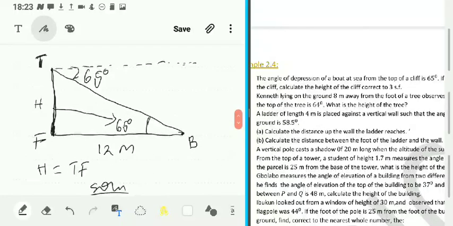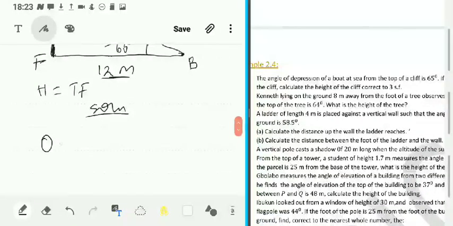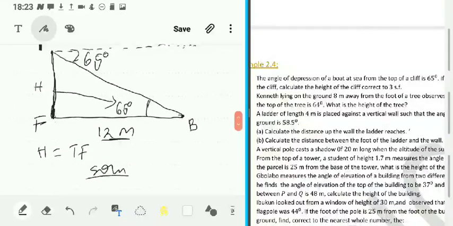Then you check again. Which side is given to me? The adjacent side to this angle is given. 12 meters is given. So A should also be in your formula. You can't put hypotenuse. Why? Because the side of the hypotenuse was not given.